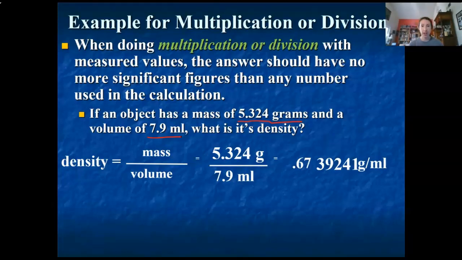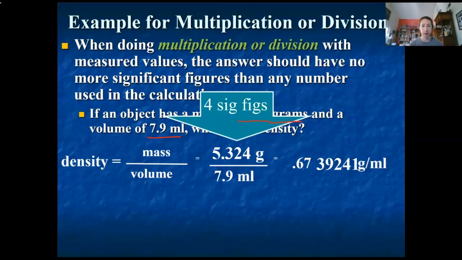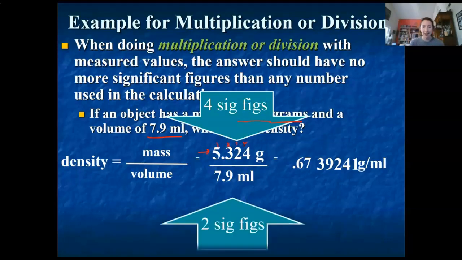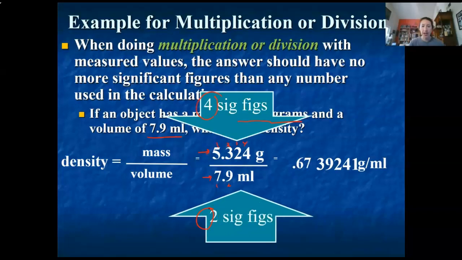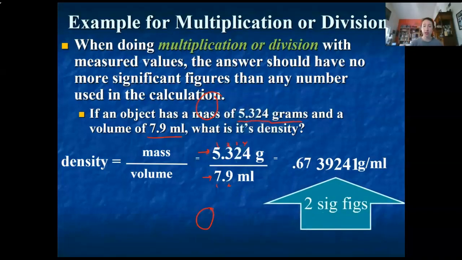When we're doing multiplication and division, our answer can have no more significant figures than any number that's used in the calculation. So we look at the numbers we've used. We have two numbers here. We have 5.342, which has 4 significant figures, right? Starting from the Pacific side, 1, 2, 3, 4 significant figures. And we have 7.9, again, decimal place present, 1, 2 significant figures. Our number can only have the same as the least. Since this one has 4 and this one has 2, our answer can only have 2 significant figures.